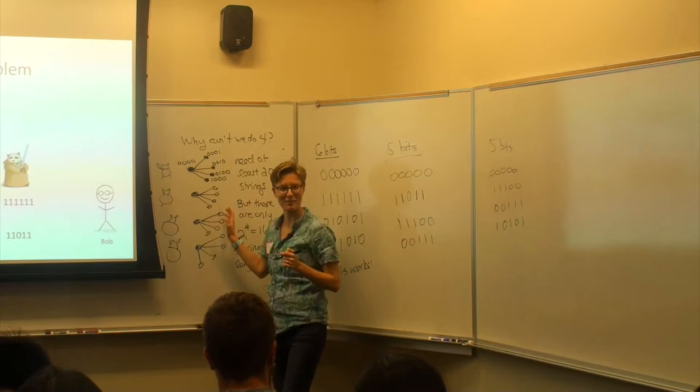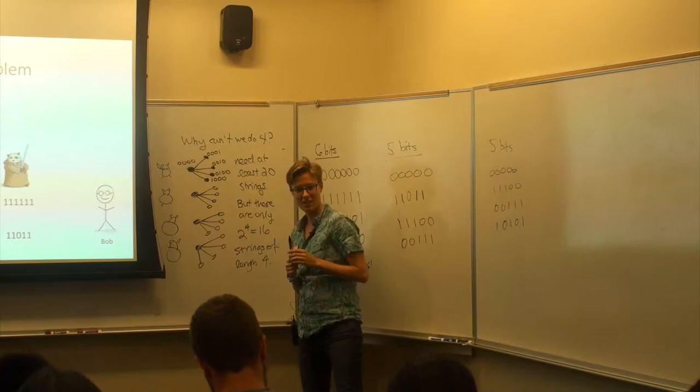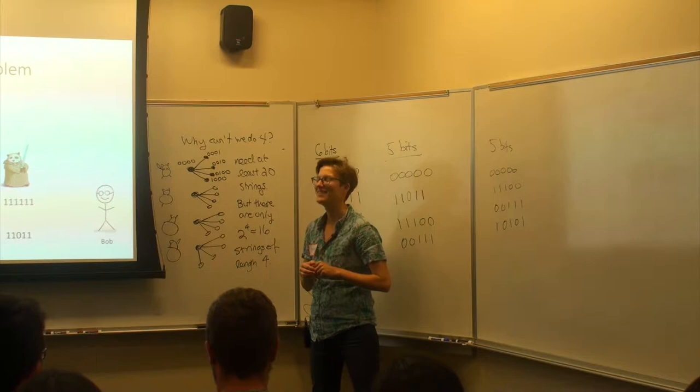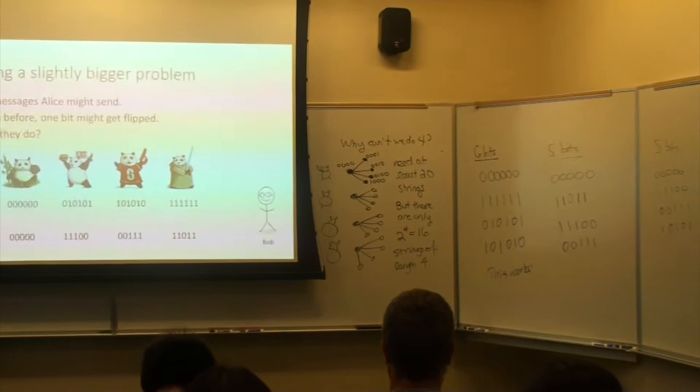Yeah. Did you have a question? So then would a general equation be like the number of items you have times the number of bits you have plus 1 has to be less than 2 to the number of bits you have? Yes. Yeah, hold that thought. That's right. Yeah, very good. Any other questions?